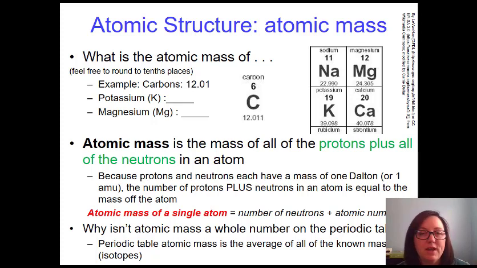Now you might have noticed that the periodic table has atomic masses with decimal points on that. How is that possible? Well, we can talk about the atomic mass of a single particular atom, which is just adding up the numbers of protons and neutrons, or we can talk about the average atomic mass of all the known versions of that particular element. And that's the atomic mass that we see on the periodic table, and that's why there's a decimal point there, because there's lots of different versions of that element out there.